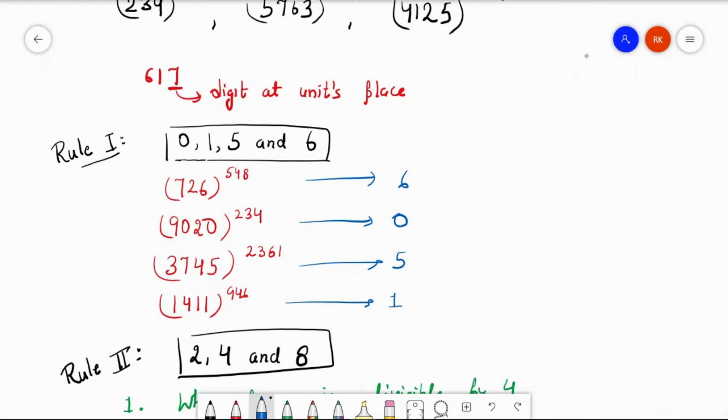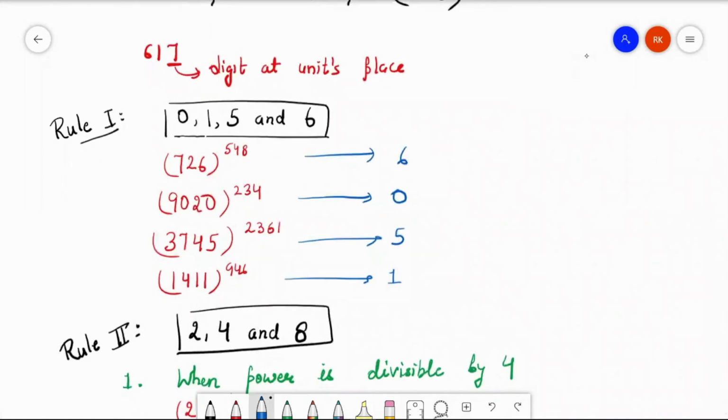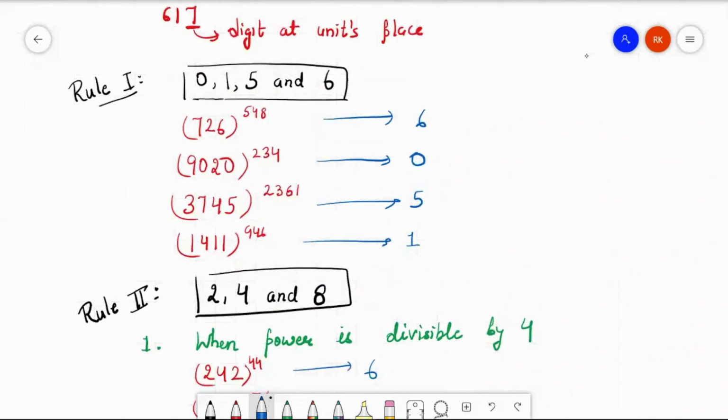So whenever we have 0, 1, 5 or 6 at the unit place of any number, then whatever the power the number is raised to, after solving, we will have the same digit at the units place. What I mean is 726 raised to the power 548 will have 6 only at its units digit. Similarly, 9020 raised to the power 234 will have 0 at its units place. This 3745 raised to the power 2361 will have 5 at its units place, and 1411 will have 1 at its units place.